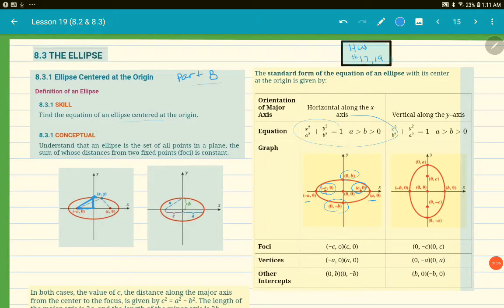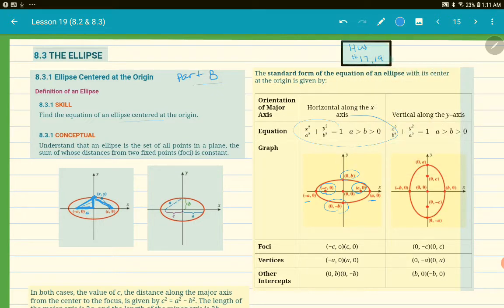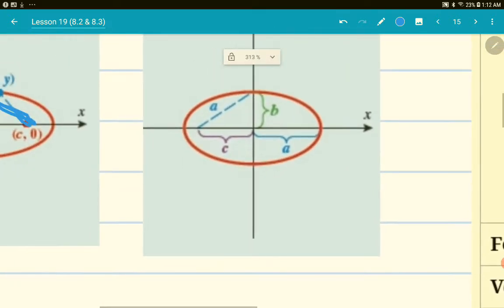So our string is here and here, and we're actually making two right triangles. So this distance is C. I'll do that in purple. Actually, it's right here in purple. This distance is the C, and this distance is that length B.